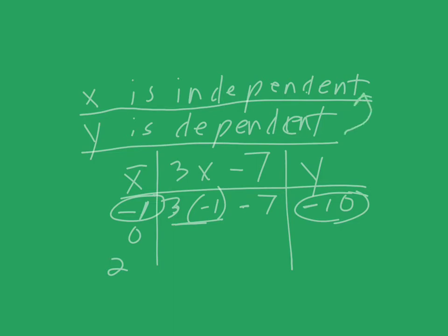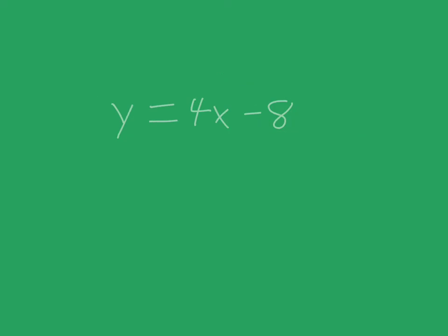Okay, so what happens in function notation is that the y gets replaced with f of x. And let me show you what I mean. So here's exactly what I mean. Let's say we have the equation y equals 4x minus 8. Well, remember, x is our input, okay? y is our output.